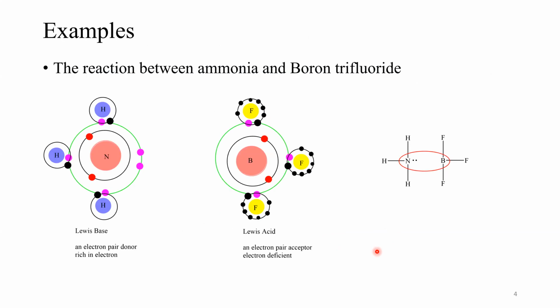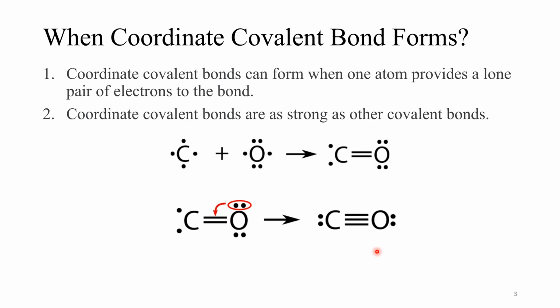Now another example of the coordinate covalent bonds. From the previous slide, you may notice that these two bonds are basically covalent bonds, and the third bond is just contributing, and only oxygen is responsible for contributing that electron pair. This third bond is basically the coordinate covalent bond.